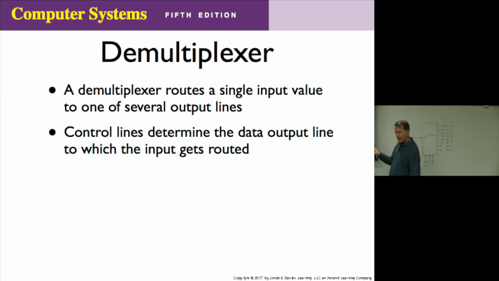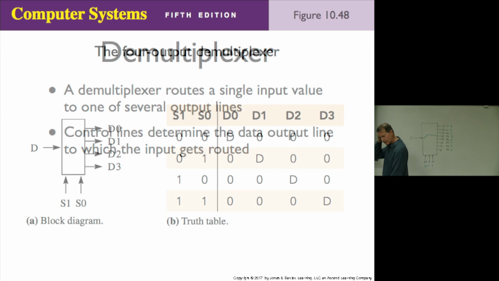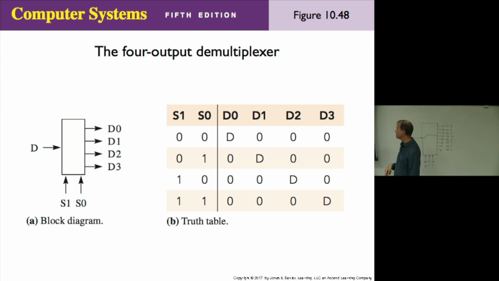So a demultiplexer routes a single input value to one of several output lines, and the control lines determine the data output line to which the input gets routed. Here's a picture of a smaller one, figure 10.48. Here we have a 4-output demultiplexer, so it only has 2 select bits, S1 and S0. And here is the truth table for this. If S1, S0 is 0, 0, there's a D here. If it's 0, 1, there's a D here. 1, 0, there's a D here. 1, 1, there's a D here.